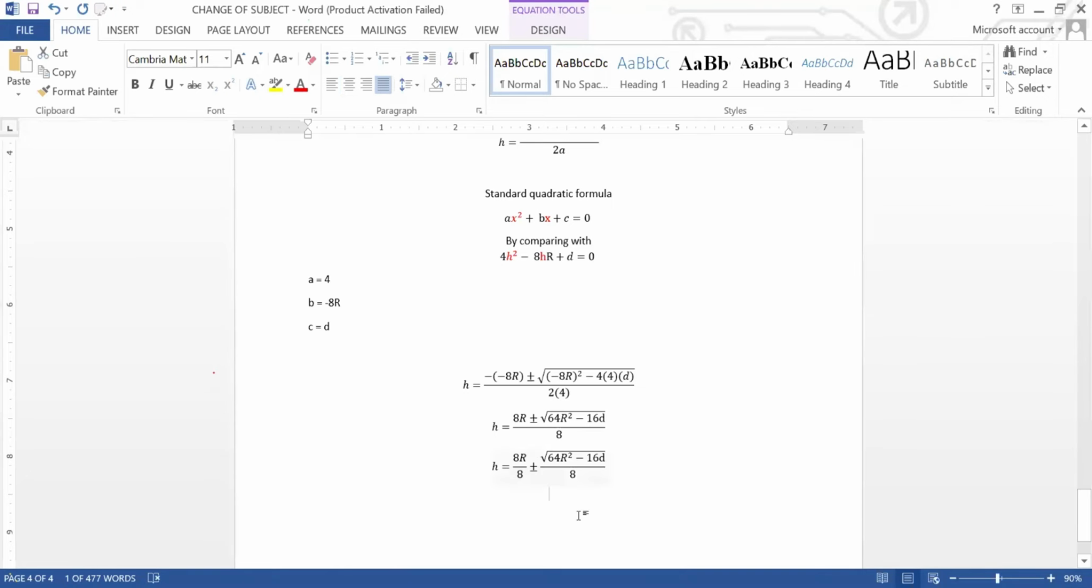So when I'm done, we can have R plus or minus the square root of 64R squared, so the answer will be two values, all over 8. So you can even decide to factorize the 64 and 16 out. You get it?